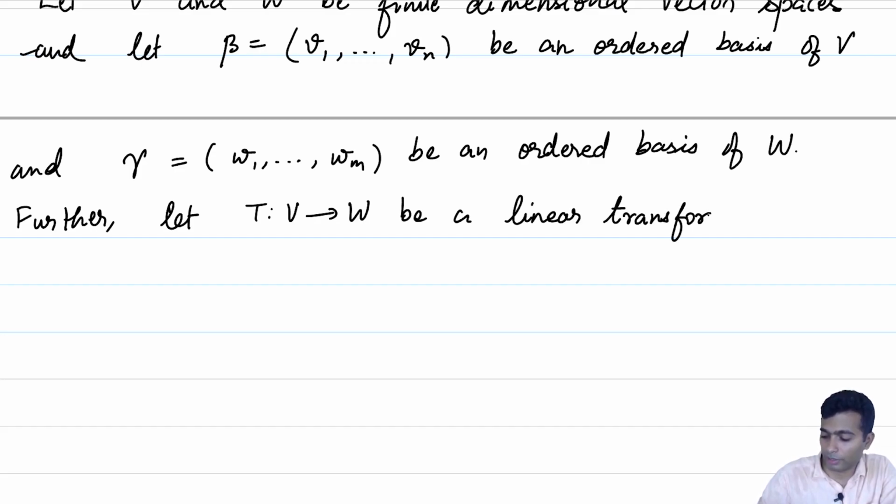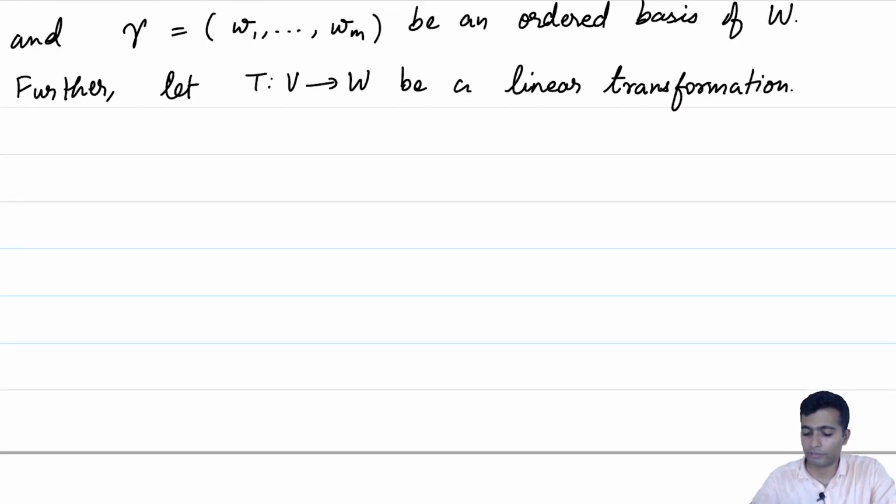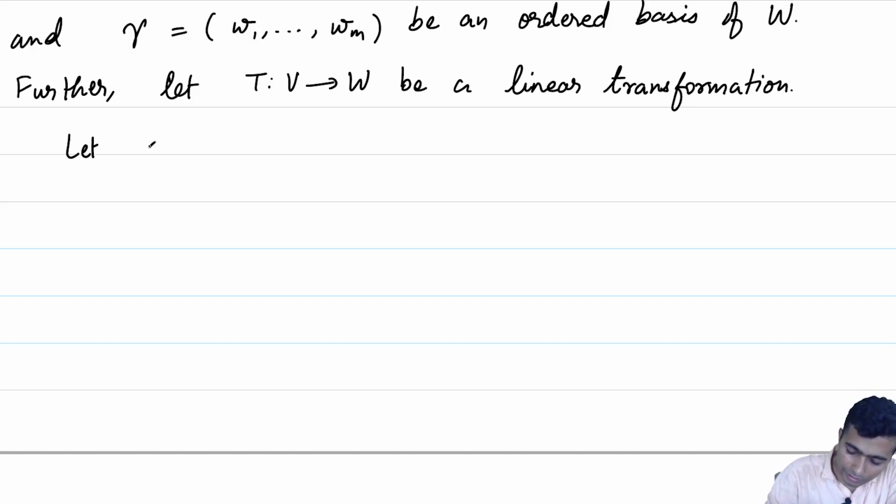So now we are curious about how the coordinate vector corresponding to a vector V in capital V, and the coordinate vector corresponding to TV in capital W with respect to gamma, will interact with each other. That is the question we would like to ask. Let's write down the question more specifically. Let us fix an arbitrary vector V in capital V.